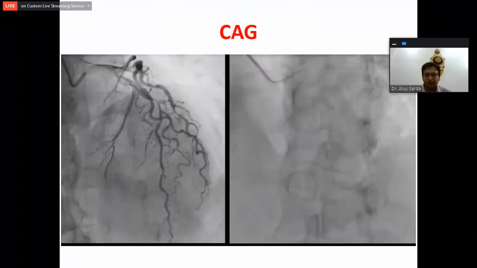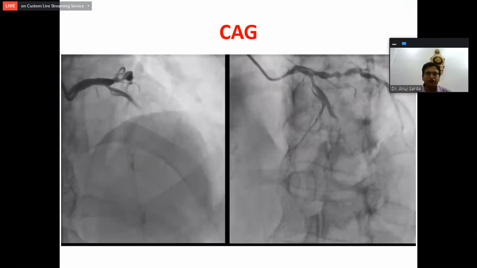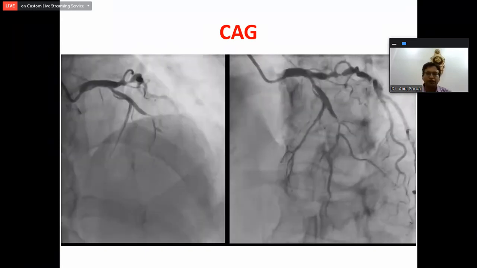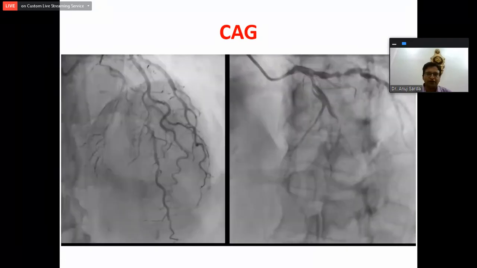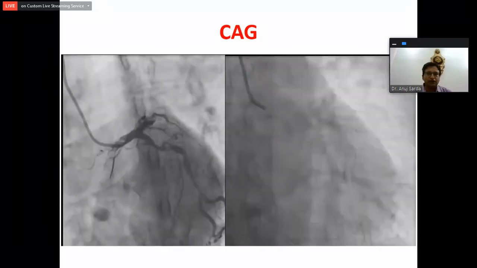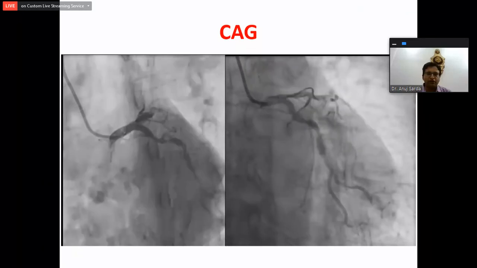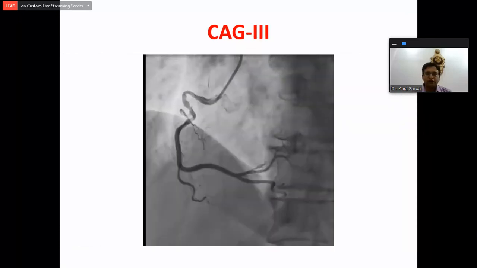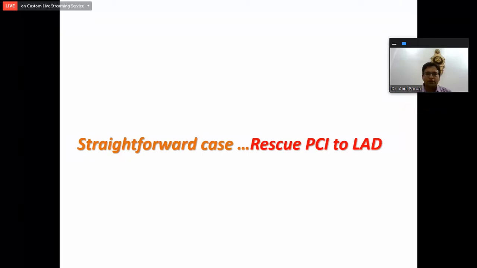This is the angiogram of that lady. There was a tight lesion in the mid part of the LAD and a proximal lesion of around 80%, and there was another lesion in the mid of the circumflex and a non-flow limiting lesion in the RCA. So it's more or less a straightforward case as far as the rescue PCI is concerned. We planned for rescue PCI to LAD and intervention to circumflex.